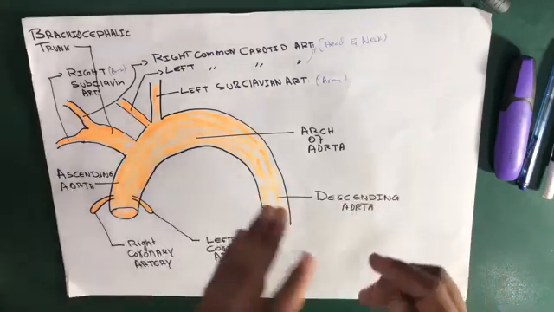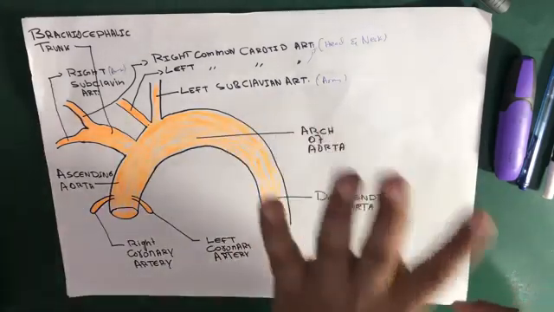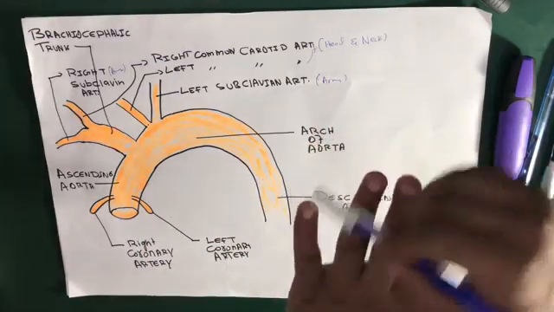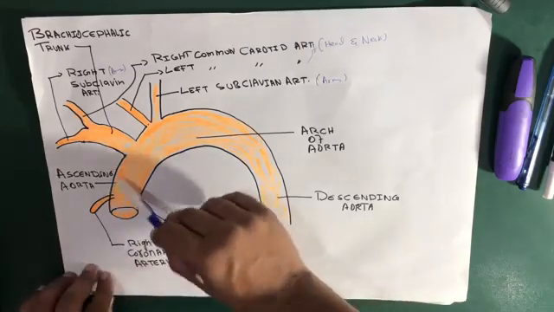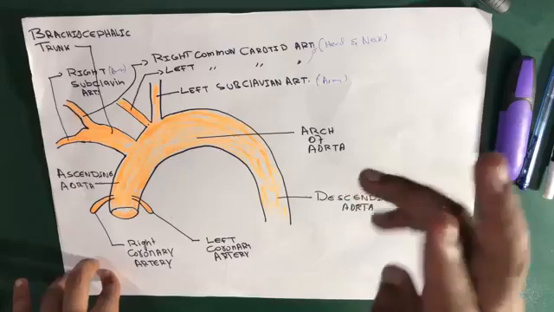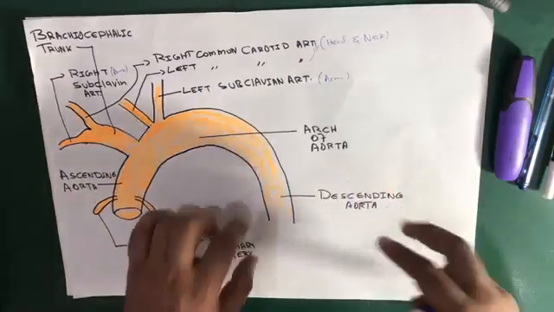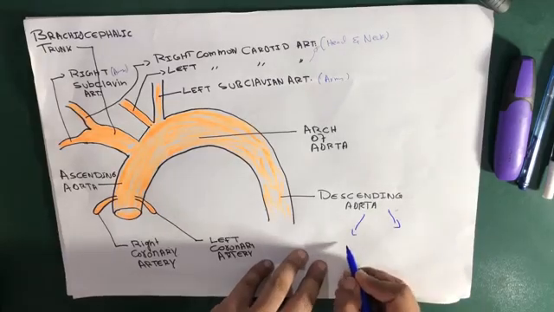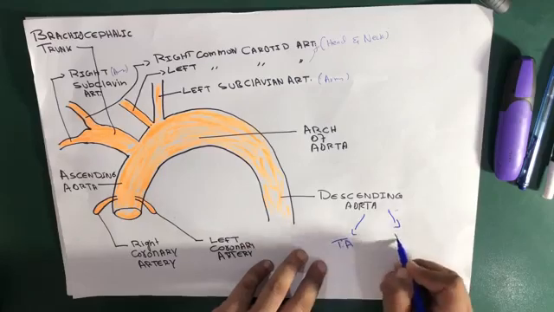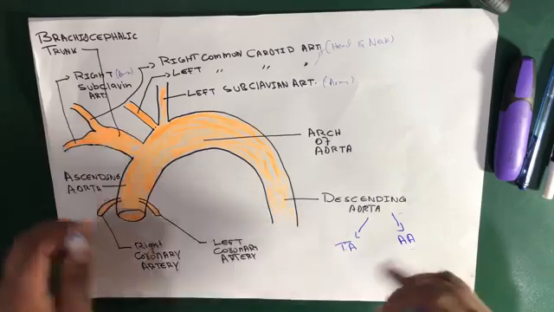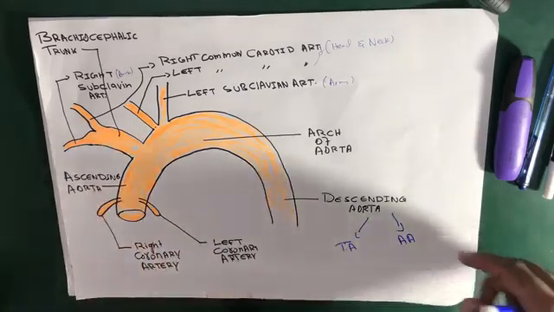We divide the aorta into four parts: the ascending aorta, the arc of aorta, and the descending aorta. The descending aorta is further divided into two parts, the thoracic aorta and the abdominal aorta. Let's begin our discussion with the ascending aorta.